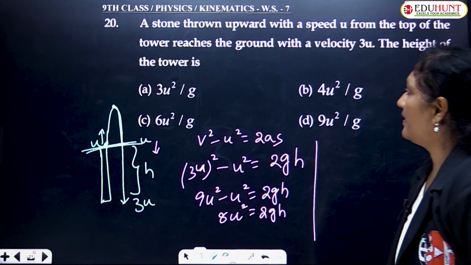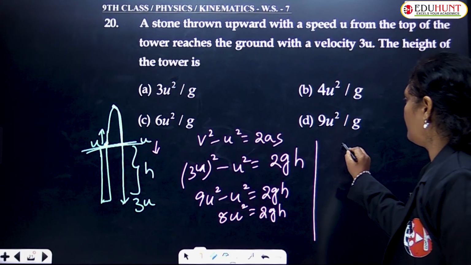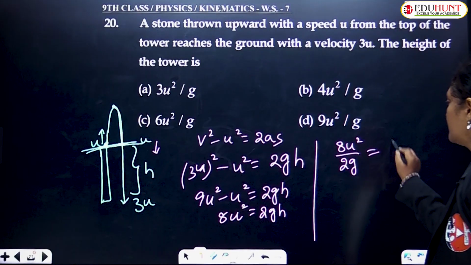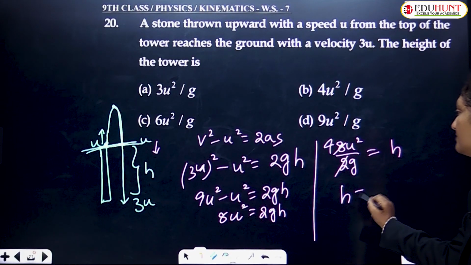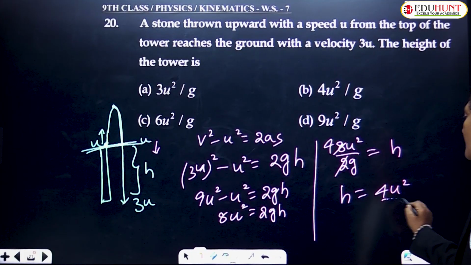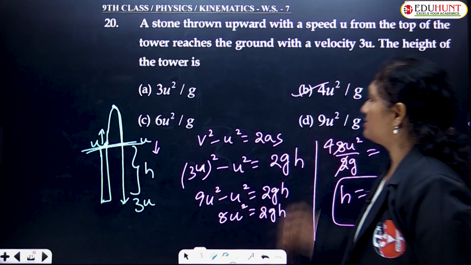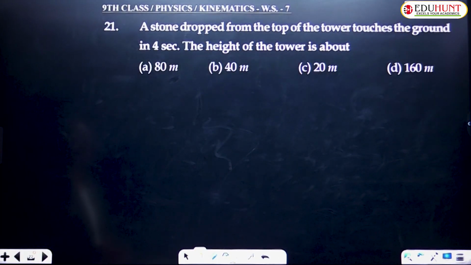But you are asked to find out the value of h. This implies bring this 2g downwards. 8u square by 2g equals h. 2 goes 4 times, hence the value of h is found to be 4u square by g. h is found to be 4u square by g. Hence option number B. Next question, that is 21st question.